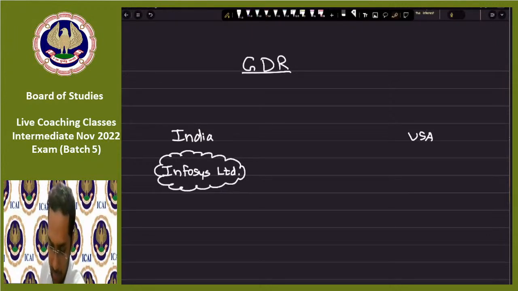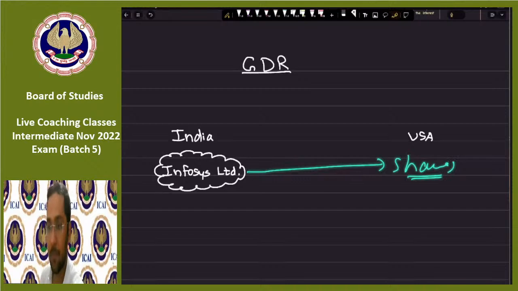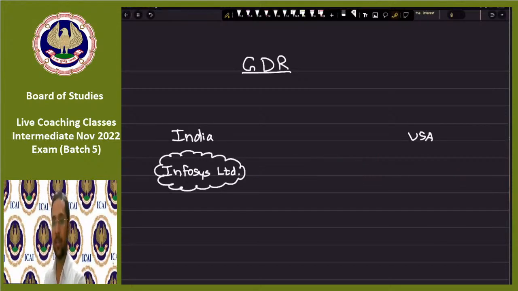Tell me, if Infosys Limited directly goes to the US and sells its shares there, will the investors of the US understand what these shares are? Absolutely no, because Infosys shares have a face value of 100, but in terms of rupees. Investors in the US will not understand what a rupee is. They will understand only those things which are denominated in dollars.